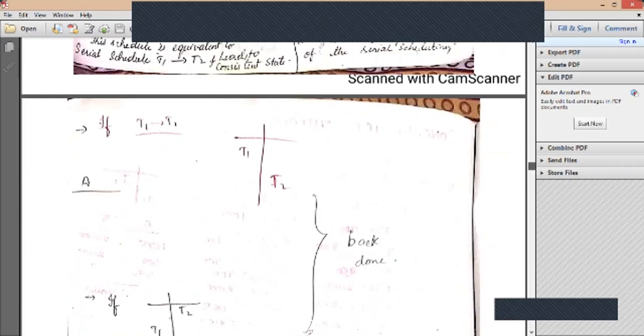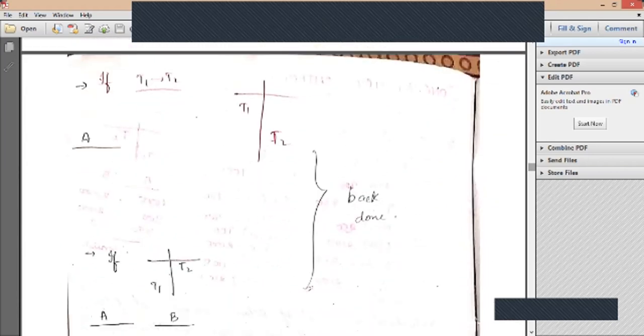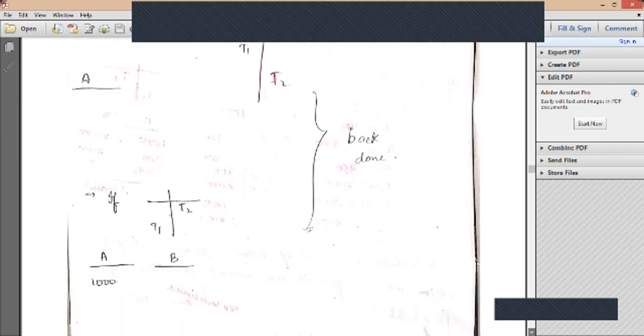That's why it is not a serializable schedule. Whenever we say serializable schedule, it can be of two types. One is T1 followed by T2, that is, first T1 is executed, then T2 is executed. Or T2 followed by T1, that is, first T2 is executed, then T1 is executed. These are the two types of serializability.